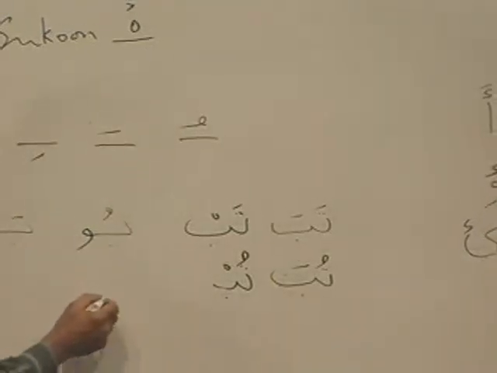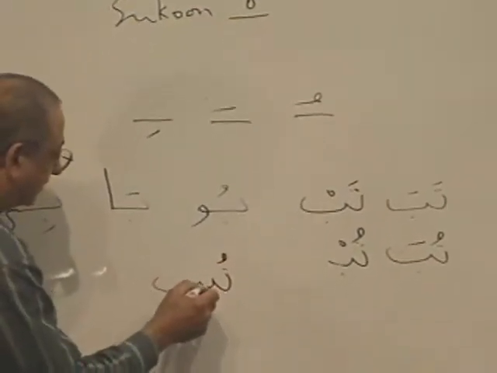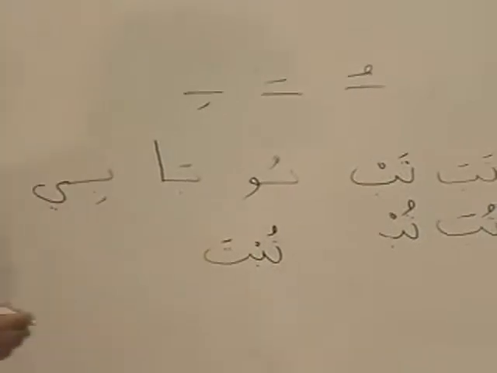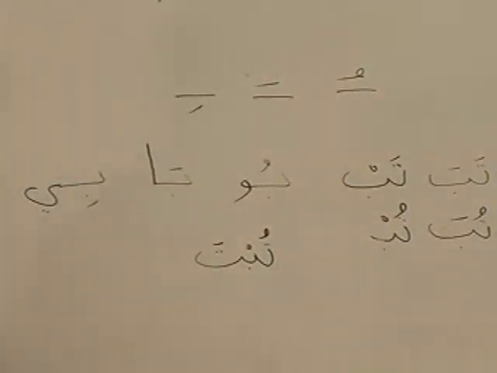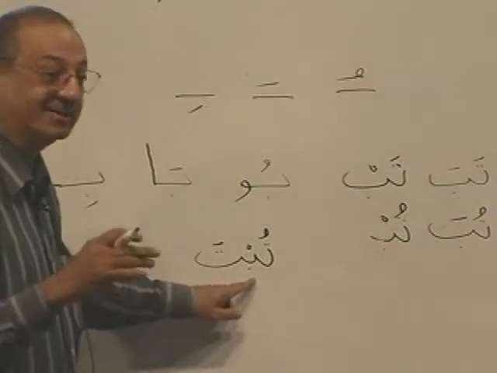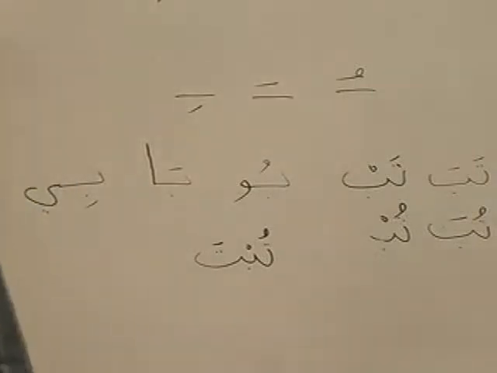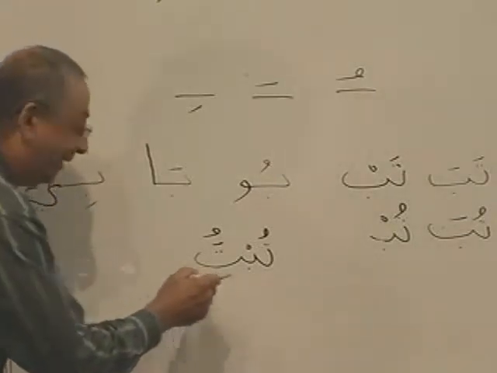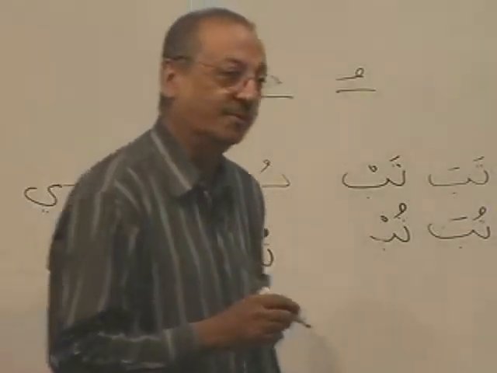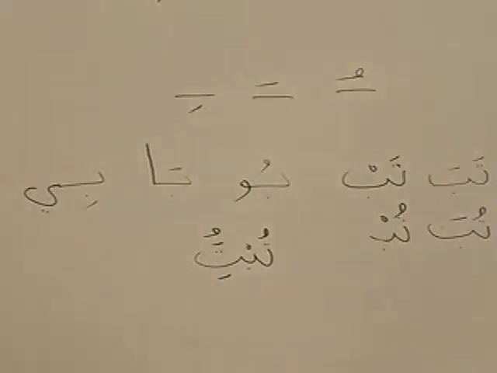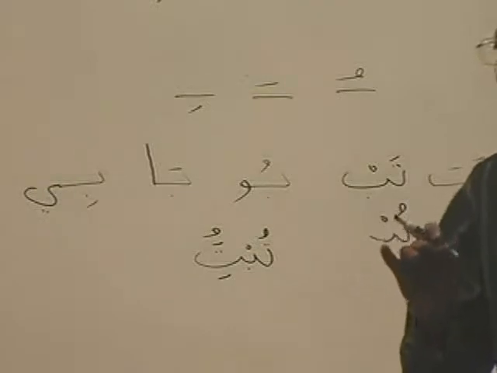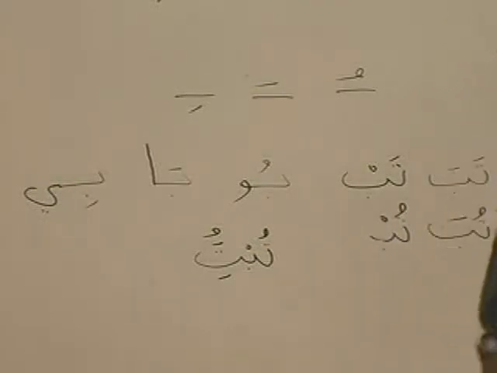If I write like this, brother, tubta. So we did not pronounce ba in its normal way as we pronounce ta and this ta. Tubta. And if I put dhamma here, tubtu. If I put kasra here, tubti. So ba has a sukoon. It means it has no vowel sign. Sukoon means there is no vowel sign on the letter. Is it clear, inshallah? Try and remember this, brothers.